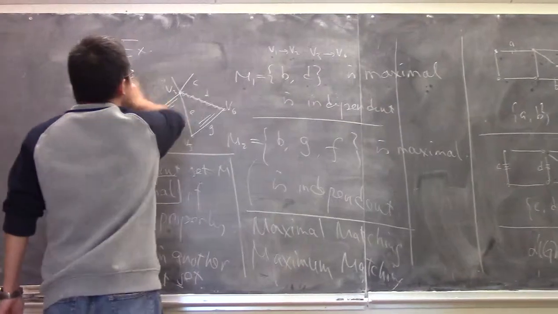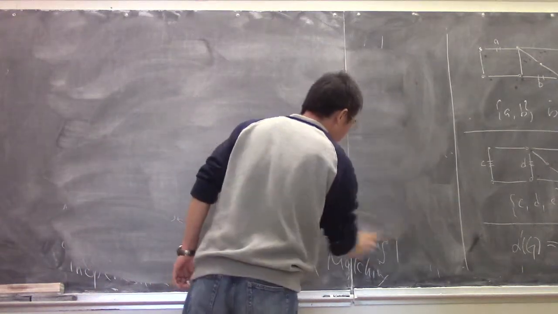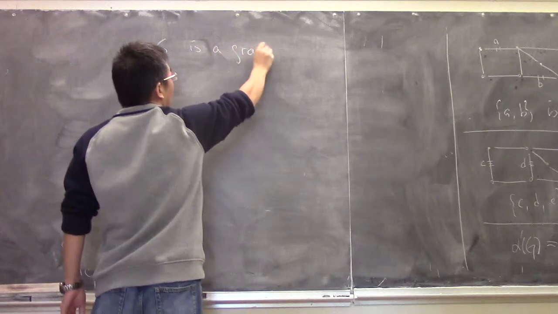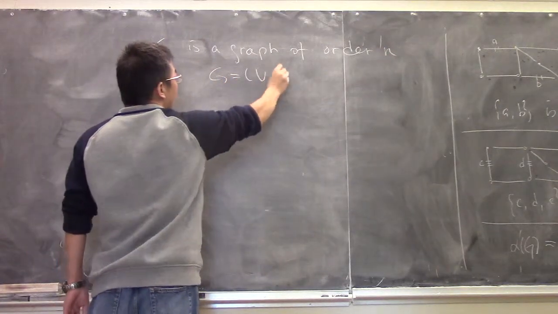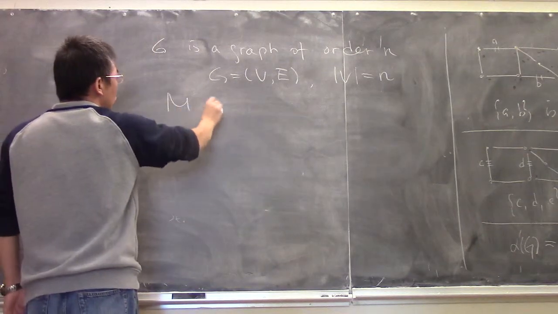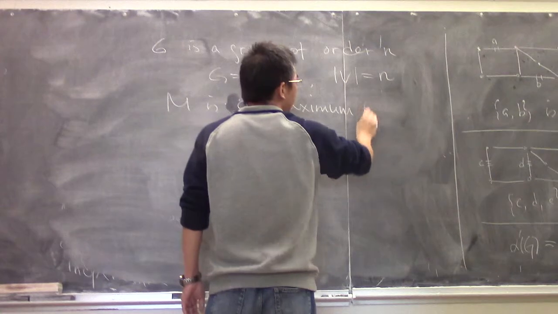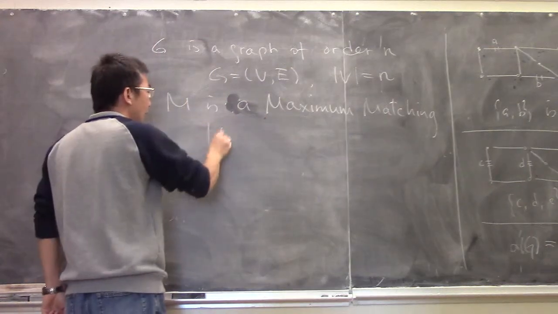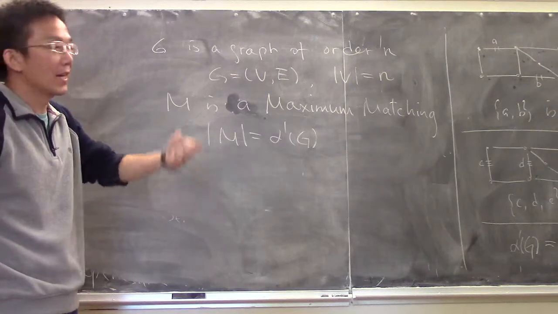The idea is quite simple. So G is a graph of order n. Right? Order n, which means the cardinality of the vertex set is equal to n. And assume I have M, a maximum matching. In this case, cardinality of M is equal to alpha prime of G, right? So not only is it maximal, among all of the maximal ones, it has the largest cardinality.